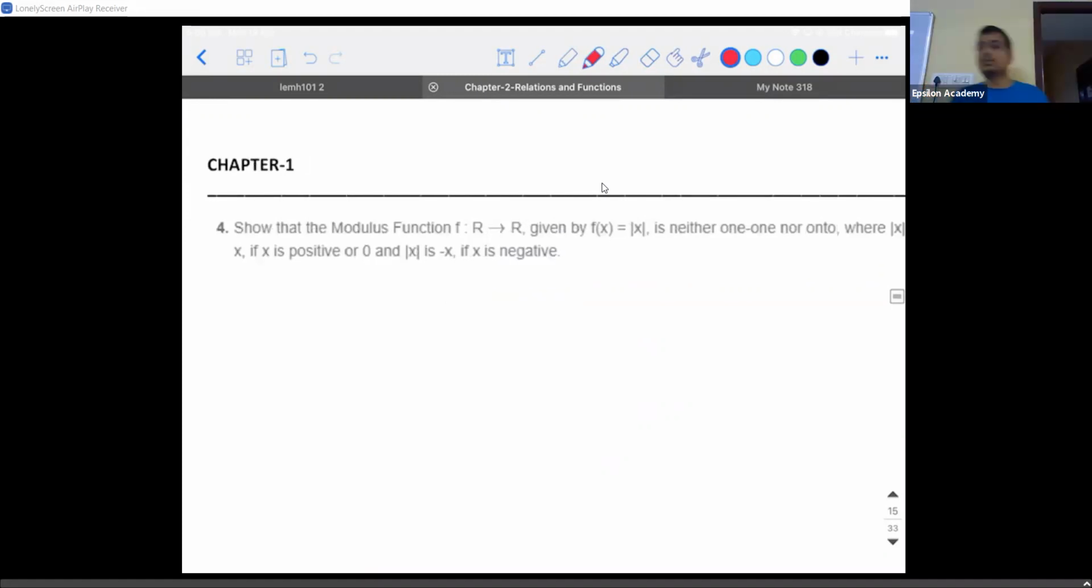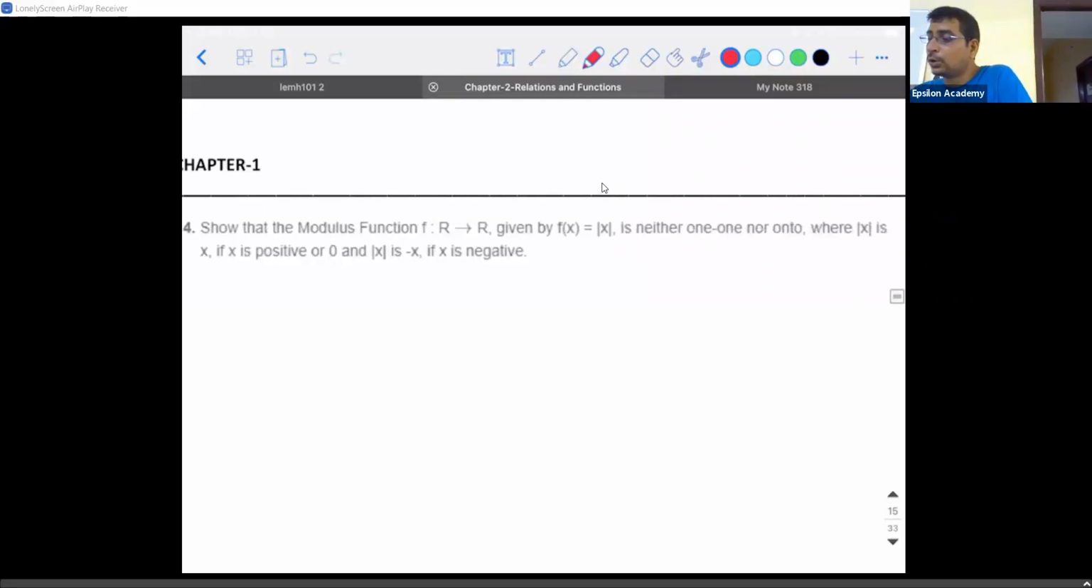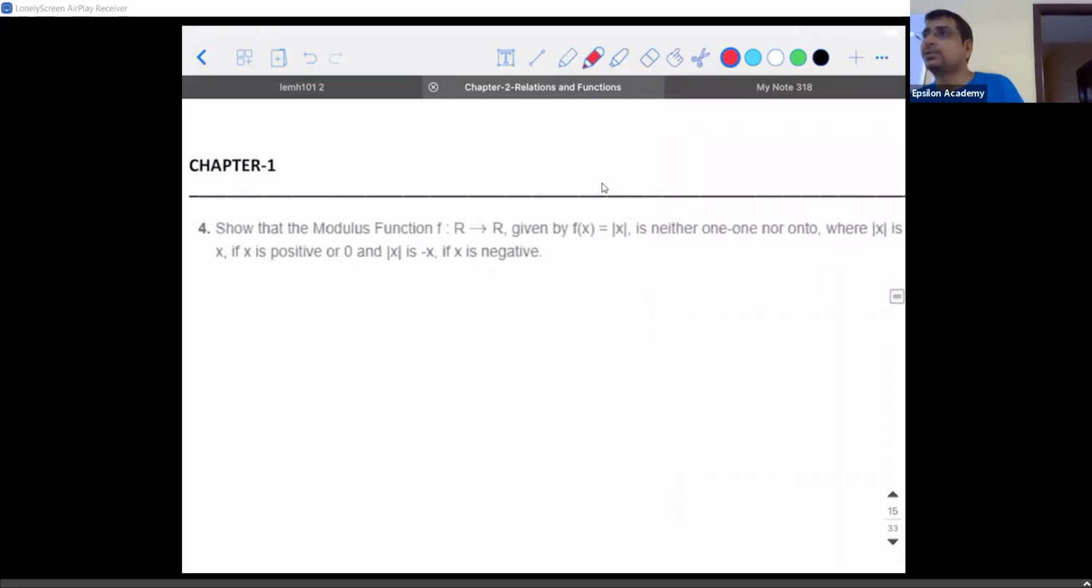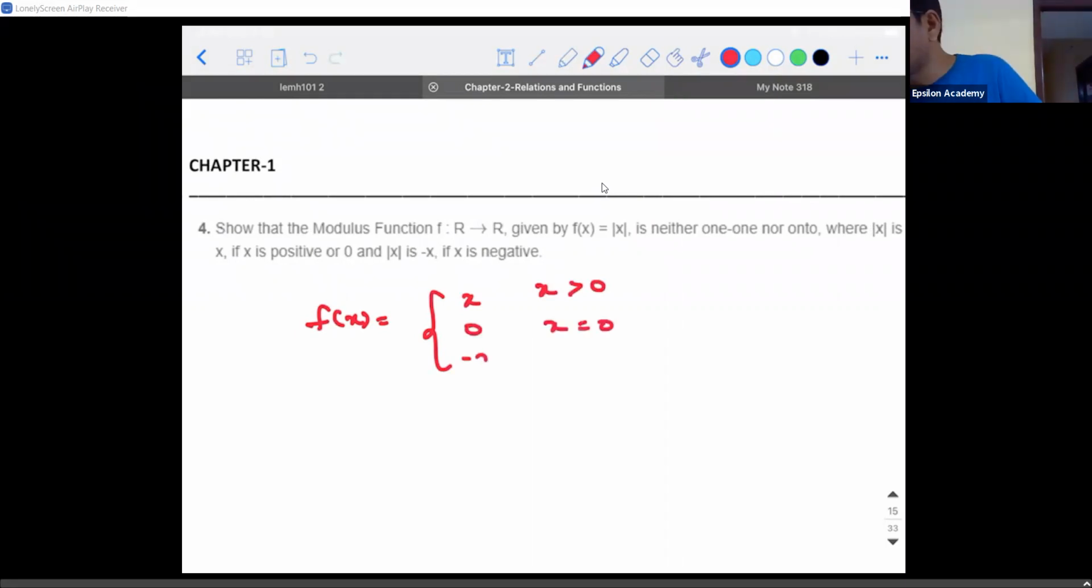Show that the modulus function f from real numbers to real numbers, f of x equal to mod x, is neither one-to-one nor onto, where mod x is equal to x if x is positive or 0, and mod x is minus x if x is negative. So this is how you define f of x: x when x is greater than 0, 0 when x is equal to 0, minus x when x is less than 0. So this is how you define a modulus function.